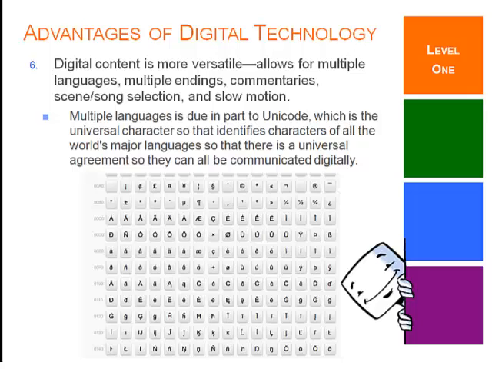The sixth advantage is that digital content is more versatile. This versatility is what allows for multiple languages, multiple DVD endings, commentaries, scene and song selection, and slow motion. Multiple languages is due in part to Unicode, which is the universal character set that identifies characters of all the world's major languages, so that there is universal agreement and they can be communicated digitally.